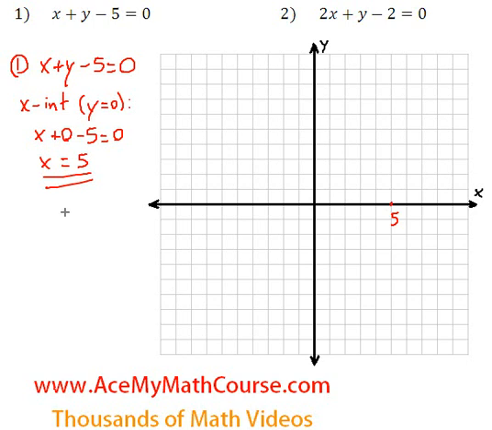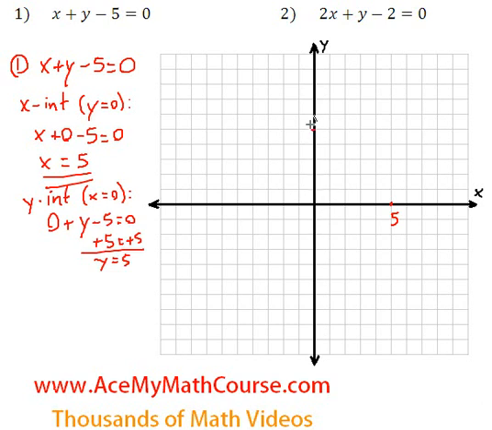That is the x-intercept. What about the y-intercept? Well, for the y-intercept, x is 0. So let's plug in 0 for x. So 0 plus y minus 5 is equal to 0. I can add 5 to both sides of the equation, and y is going to be equal to 5. So the y-intercept is also 5, right here.